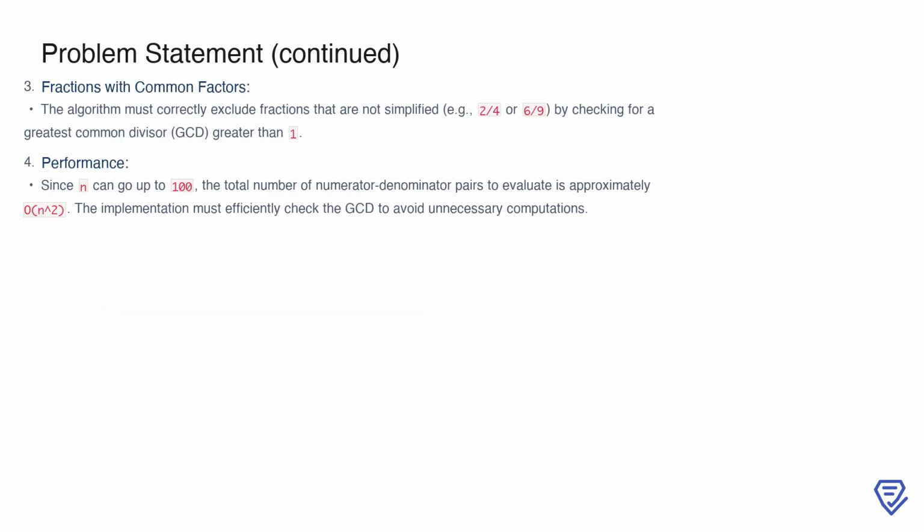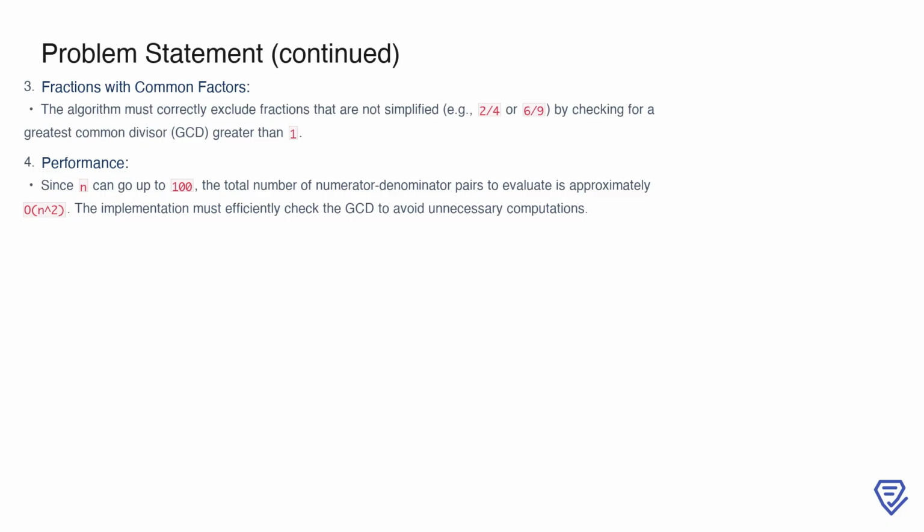To ensure the solution handles all scenarios, there are some edge cases to consider. For n equal to 1, there are no valid fractions because the only potential fraction, 1/1, is not between 0 and 1. The output in this case is an empty list. On the other hand, when n is 100, the number of possible numerator-denominator pairs becomes very large, so the algorithm must handle these calculations efficiently.